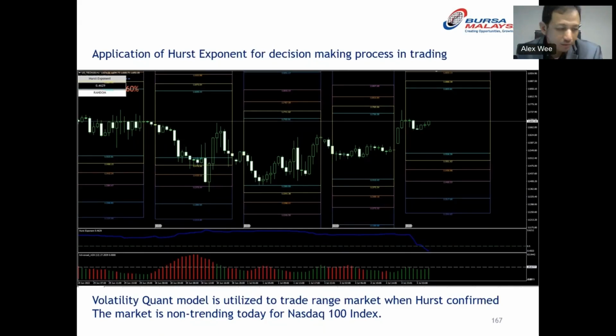So it does help me to make a decision for today's trading. We are talking about 5th of July, how I can apply Hurst with volatility modeling together, as compared to ADX. You know, I have ADX here as well. It doesn't tell me much. Hurst tells me a more precise conclusion than ADX. ADX is just too laggy for me. So that is the application of Hurst in decision making for today for the Nasdaq 100 index.